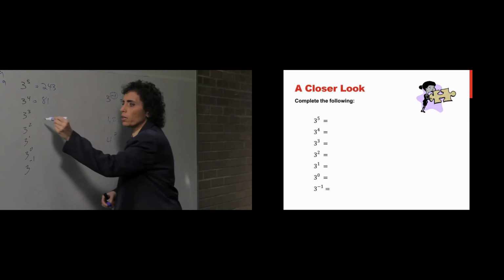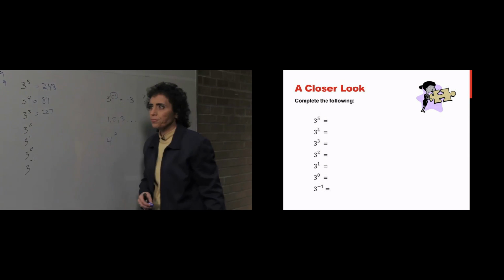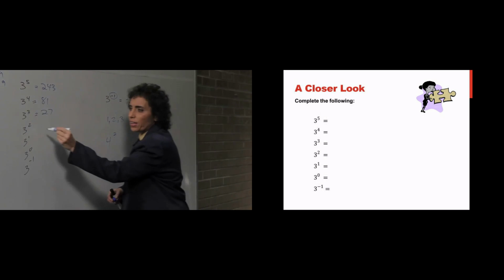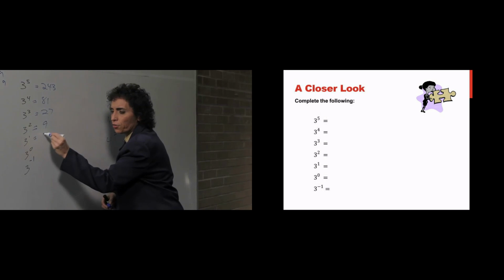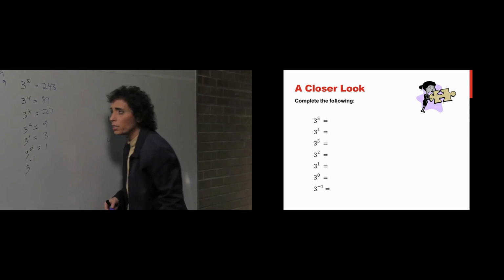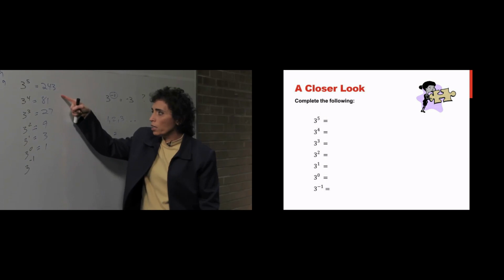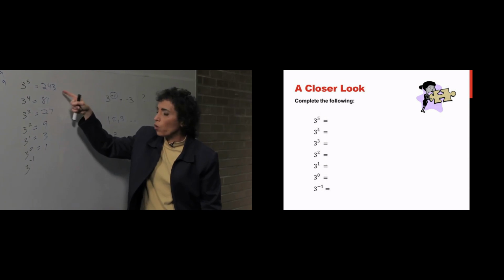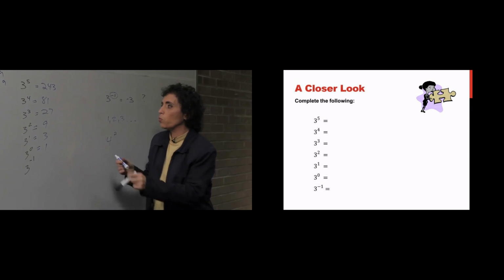3 to the 3rd is 27. 3 to the 2nd is 9. 3 to the 1st is 3. 3 to the 0 is 1. Notice what's going on as we decrease our exponents. We're actually dividing our answer by 3.